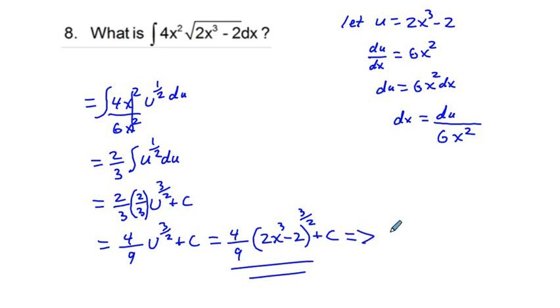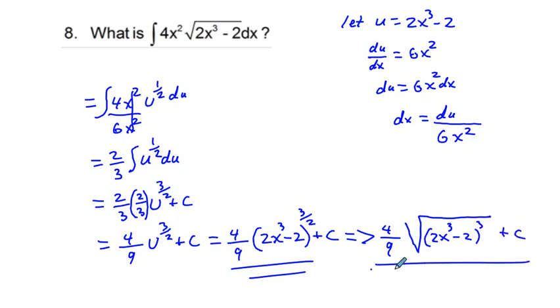Some of you may want to go ahead and put this back into a radical form, where the 3/2 power is going to be like this. We have the square root of 2x cubed minus 2 in parentheses to the 3rd power and plus c on the outside. Either of these will be correct expressions.